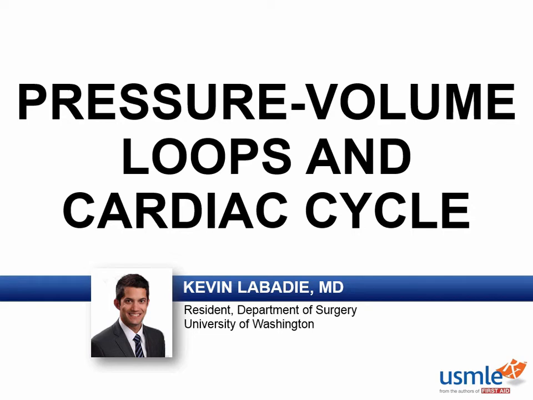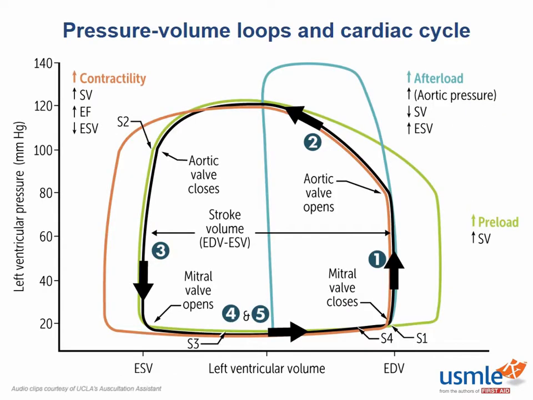The pressure volume loops are an important way to understand the cardiac cycle and some important concepts in cardiac physiology. It's a really nice graphical representation of every cardiac cycle and gives us an understanding of how left ventricular volume and pressure are related. So first, let's take a look at this from a 30,000 foot view.